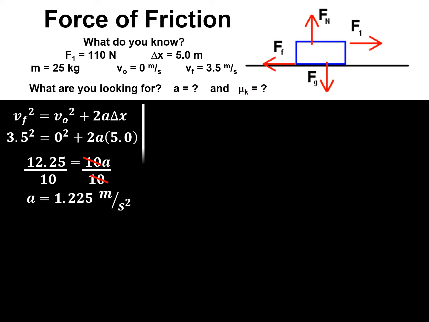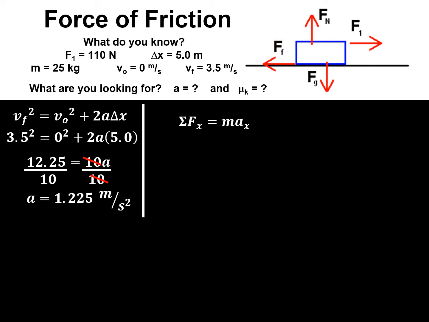we need to know two things. We need to know the force of friction, and we need to know the normal force. Okay, so our equation says the force of friction is going to be equal to coefficient of friction times normal force. So what we're going to do is we're going to first do Newton's second law in the horizontal direction to find the force of friction.